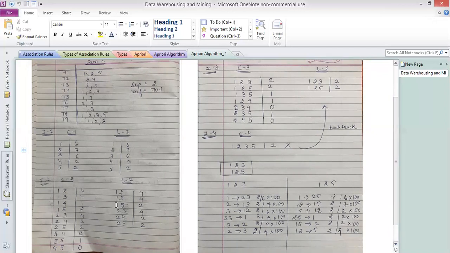Okay, coming to 1, 5. 1, 5 and 2, 3 nothing in common. 1, 5 and 2, 4 nothing in common. 1, 5 and 2, 5 have 5 in common, so you write down 1, 2, 5, which is already there.